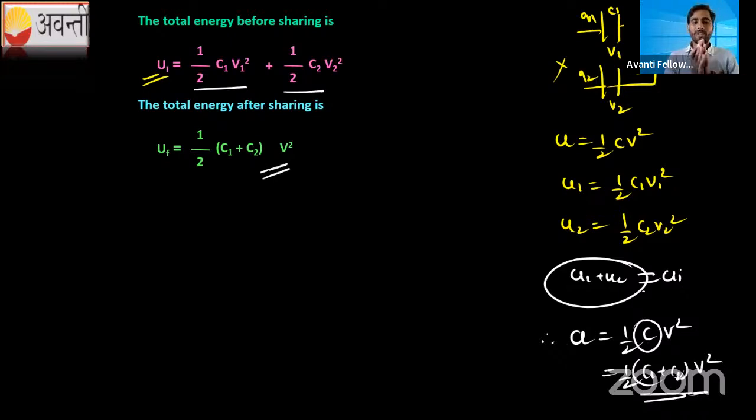Now we have the initial energy and the final energy. If I want to find out how much energy is lost, how do we find that energy? This is initial, this is final. How to find the loss in energy?